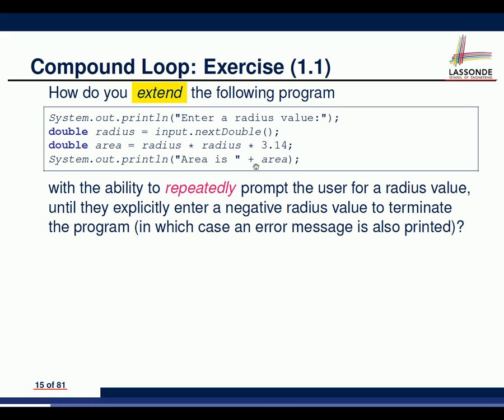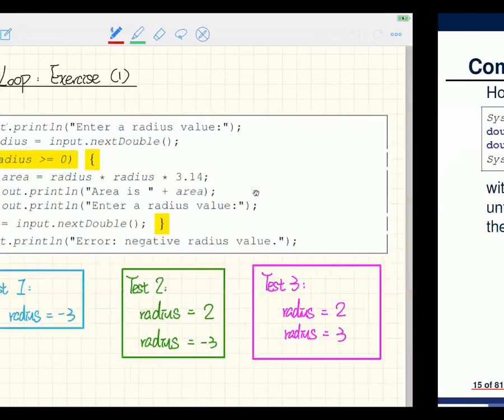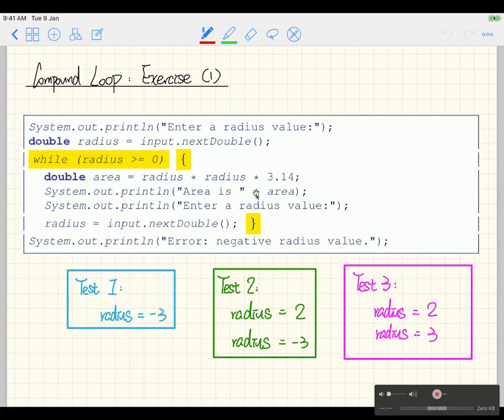So what we want to do is the following. Let's say we want to extend this program so that we repeatedly prompt the user for a radius value as long as it's positive. As soon as the user gives us a negative value, we're going to stop the program because there's an error. That's what we want to do. So how do we do that? I will show you the code very quickly. This is something we did in the tutorial video.